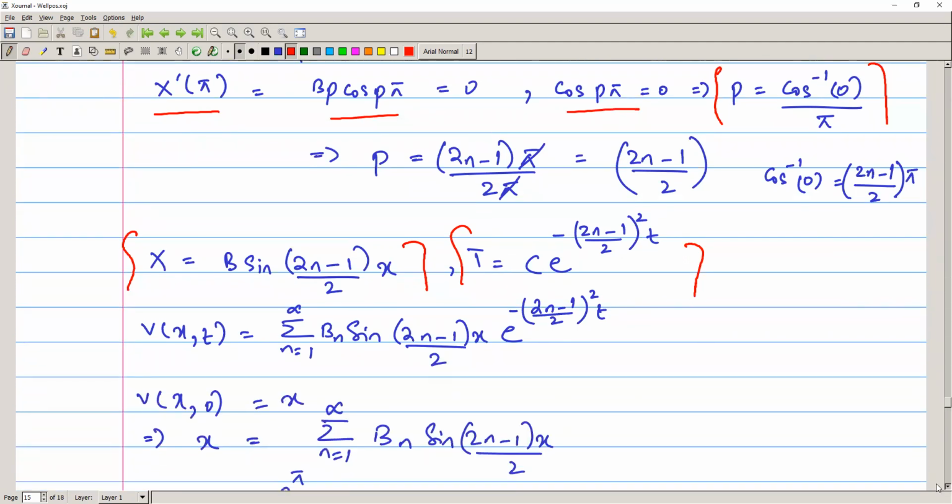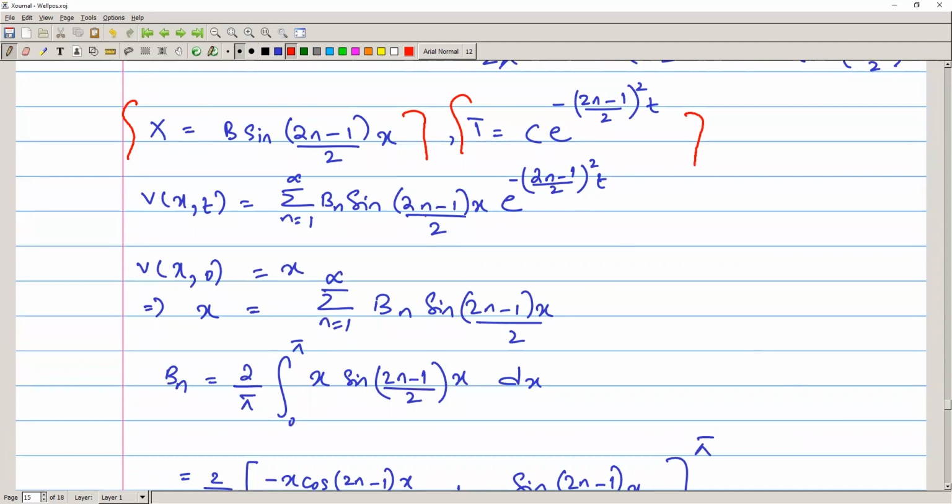So now we can write the function of x and t by substituting the value of p. Therefore, now this is the solution. V of xt is equal to this function, right? This is the general solution, but still we need to apply the initial condition to find the particular solution for this v of xt. Therefore, x is equal to bn sine 2n minus 1 over 2x. So this is a Fourier series, Fourier sine series.